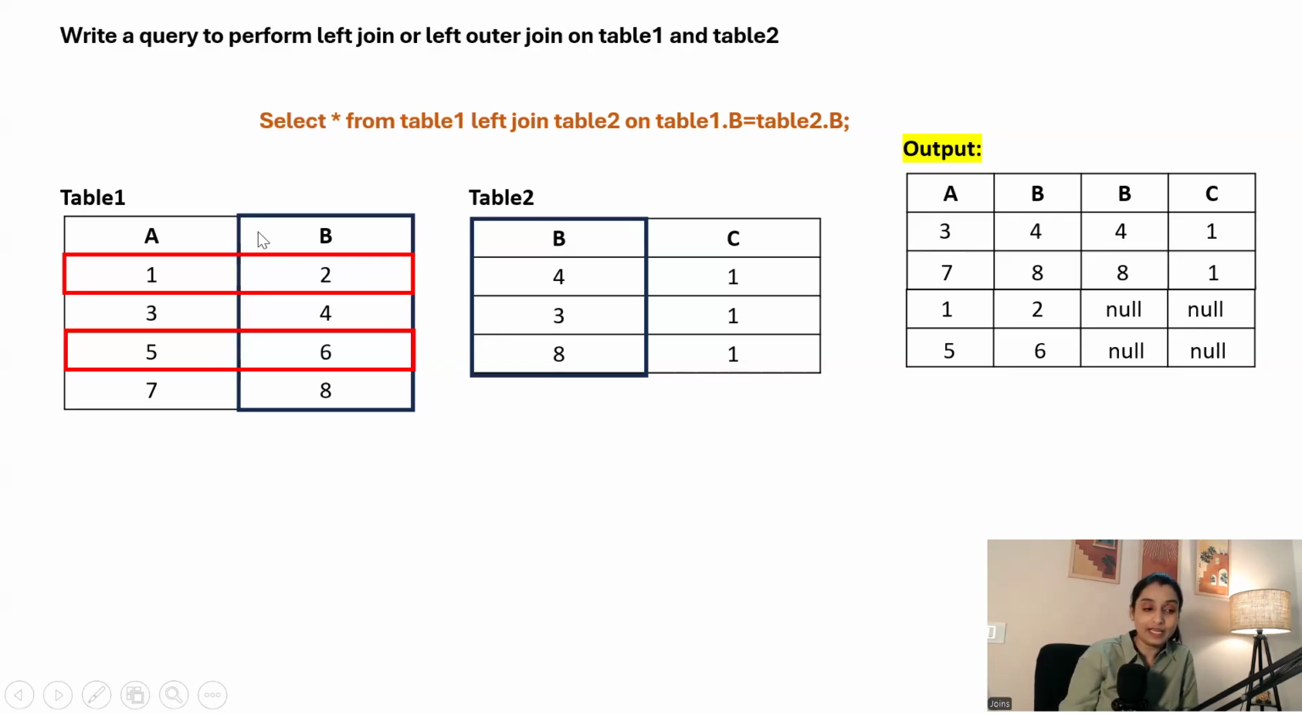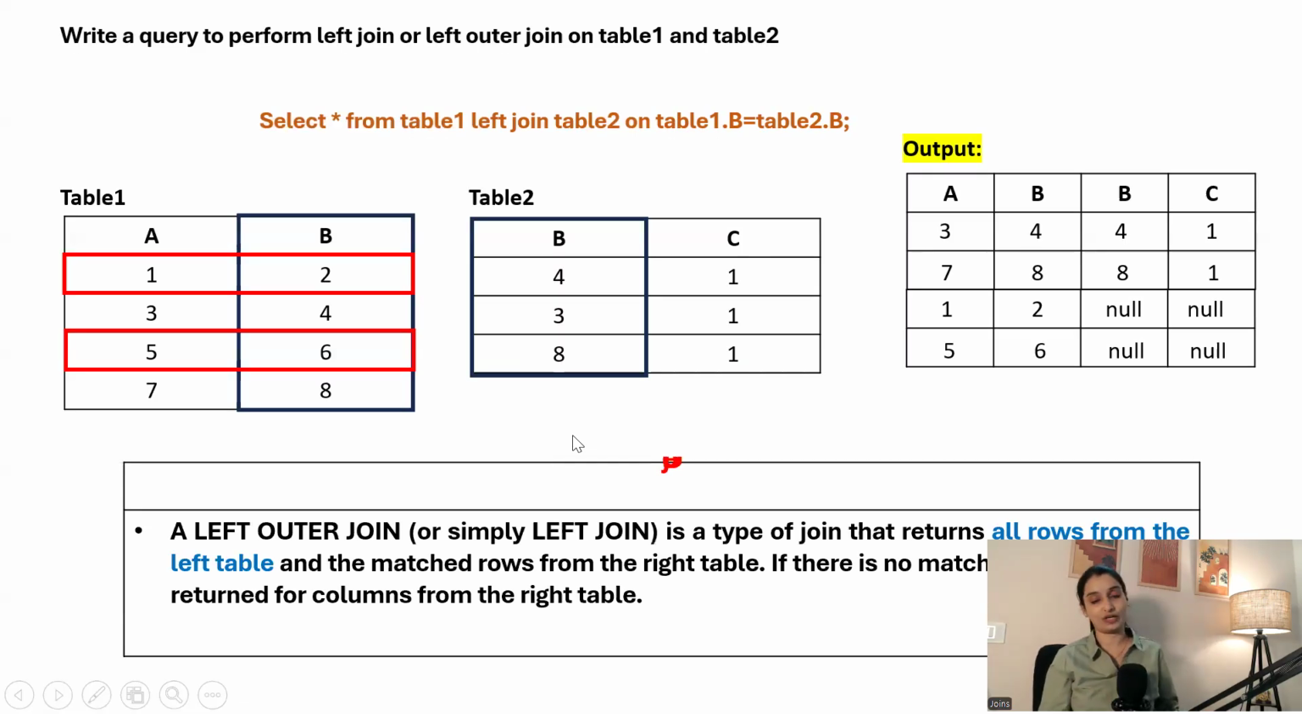In the left table, how many rows do we have? 1, 2, 3, 4. So in the output, I want all rows from my left table. All rows. I don't care whether a match is present in the right table or not as per this condition. In that case you have to go with the left table. In the right side table it will add null, null, null, null, because we don't have any match for 2 and 6 in table 2 dot B. So this is the definition of your left join.